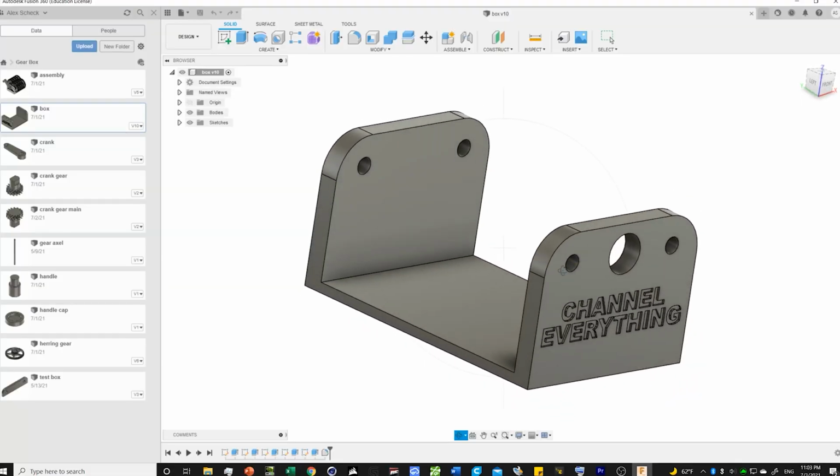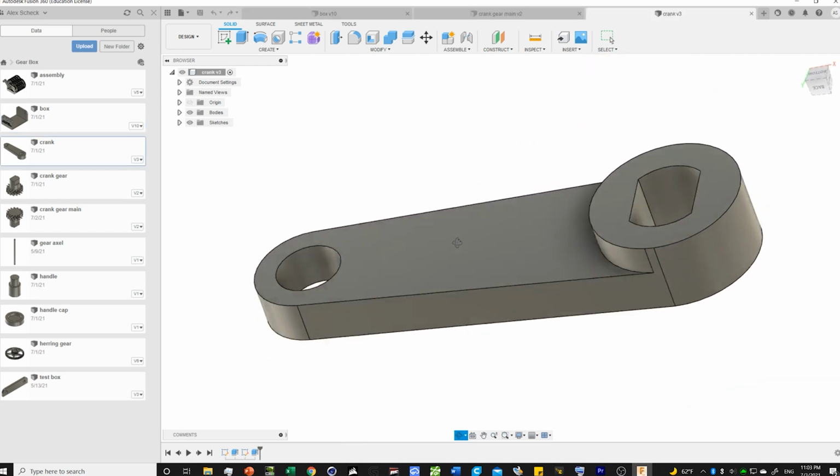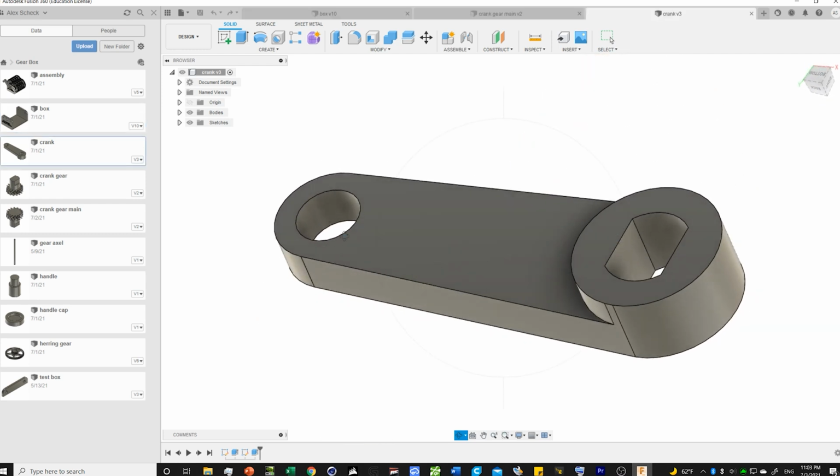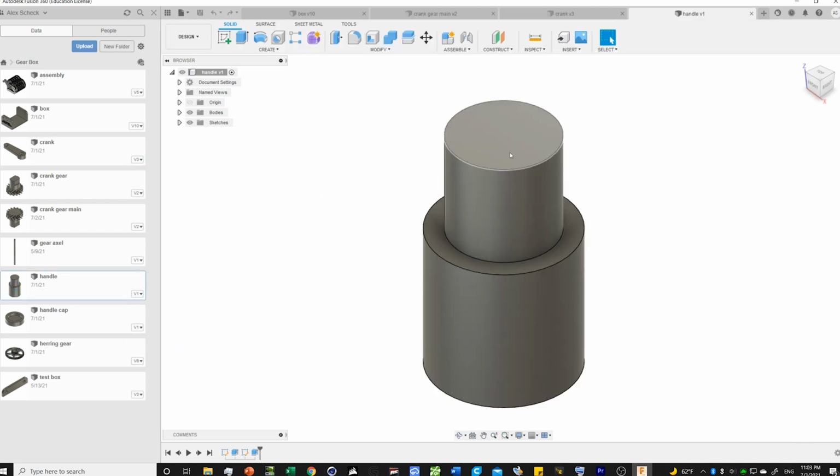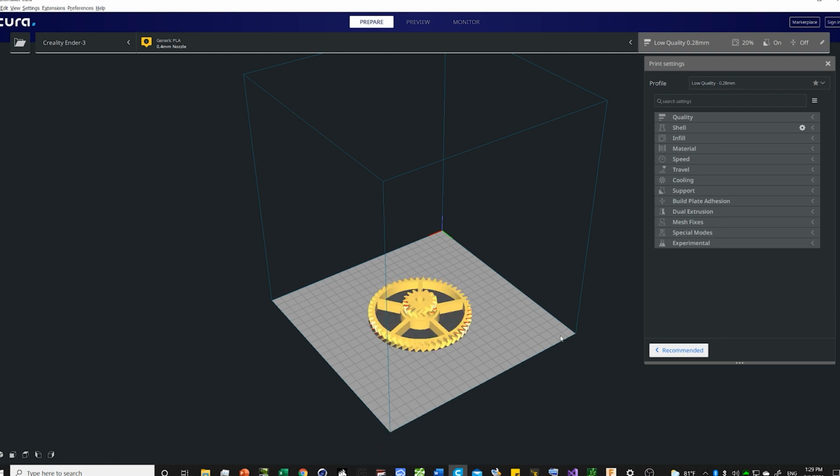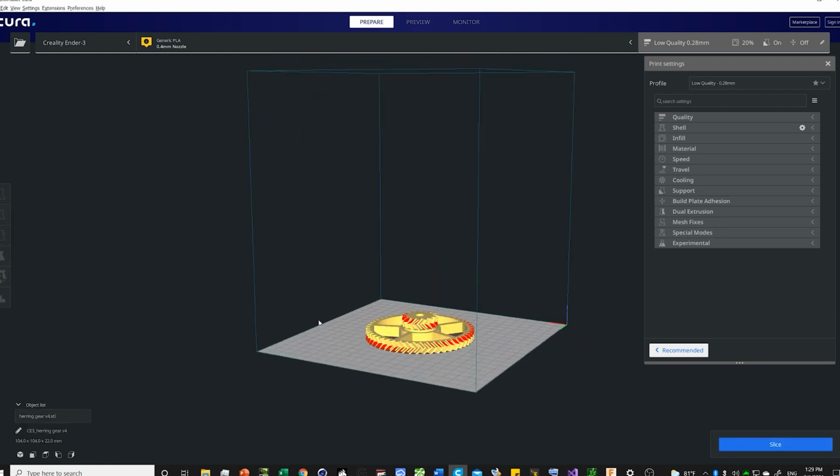The rest of the parts that I used were quite simple to make. There weren't any complex geometries, so creating the housing and the crank was quite simple. I just made sure that they were thicker than I would normally use, and also when printing, used higher infill and higher wall thickness to make sure that they were strong enough.